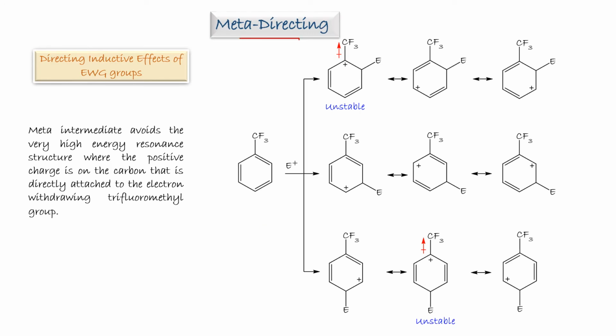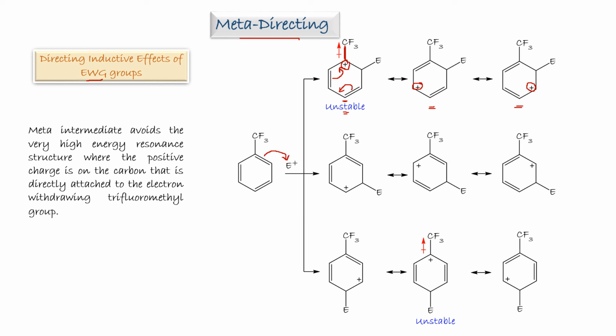Meta directing: inductive effects of electron withdrawing group. If we do the ortho, we will find that we are creating a positive charge on the carbon attached to the electron withdrawing group. So this resonance structure will be highly unstable, a very poor contribution. And here we have a resonance to delocalize the positive charge on this carbon and that one. So mainly we have 2 resonance structures, and 1 is a very poor contribution.